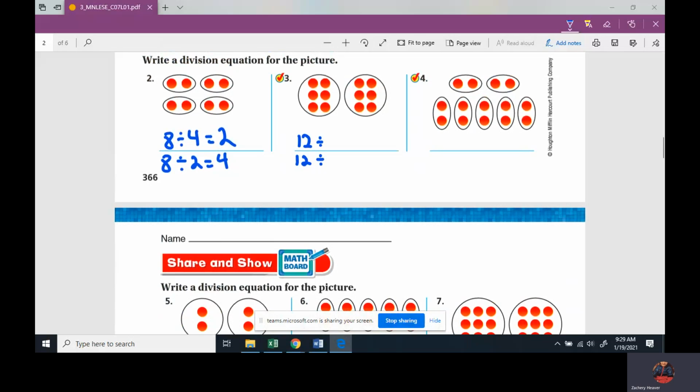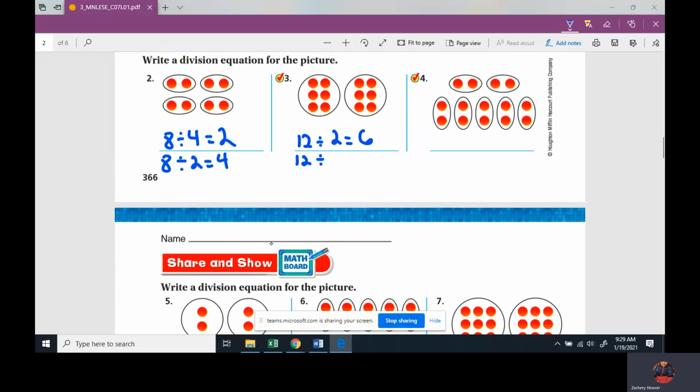No, we don't have 16 anywhere. We don't have 16 anywhere. 12 divided by, okay. So what'd you say, 12 divided by? That's perfect, David. 12 divided by 2 equals 6. So David said we have 12 total, 2 groups, 6 in each group.